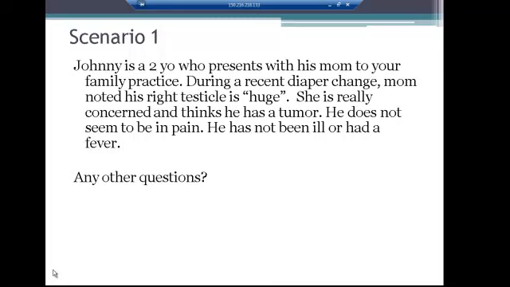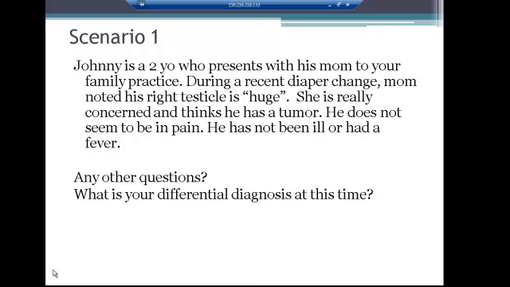If I was looking at this with you guys, I would say you should ask questions like, has he ever had any problems like this before? Does he seem to have pain whenever he goes to pee? And just systemic questions. The differential diagnosis is going to include several things. Testicular cancer, it has to be up there. It's an enlarged testicle. Okay.